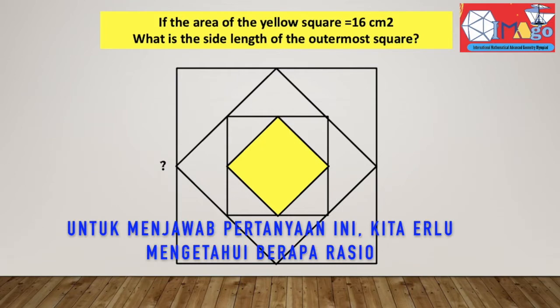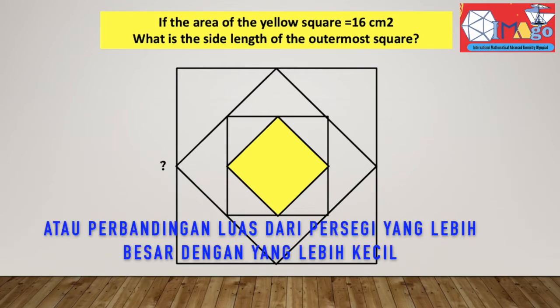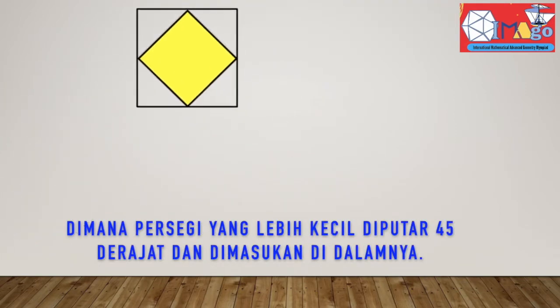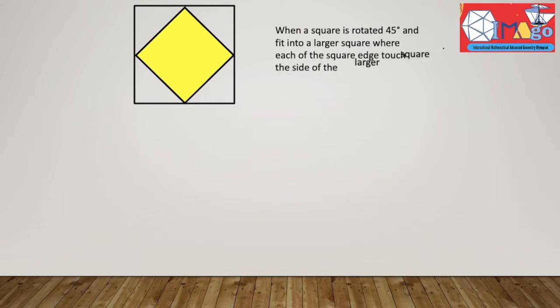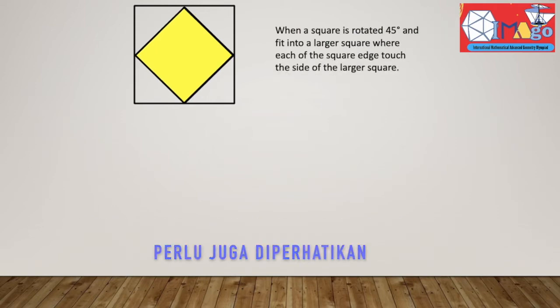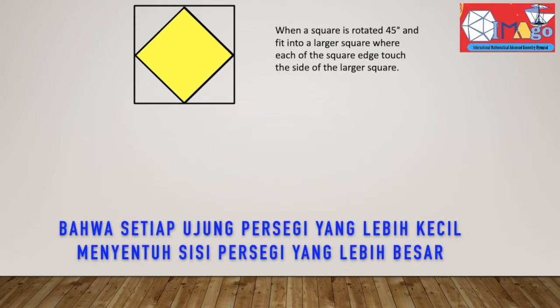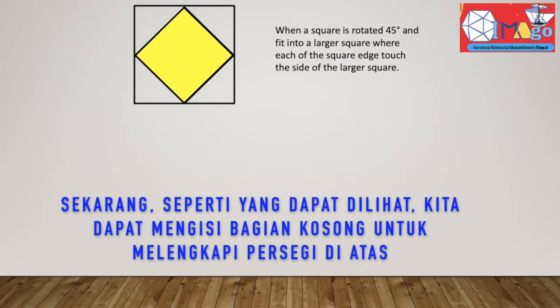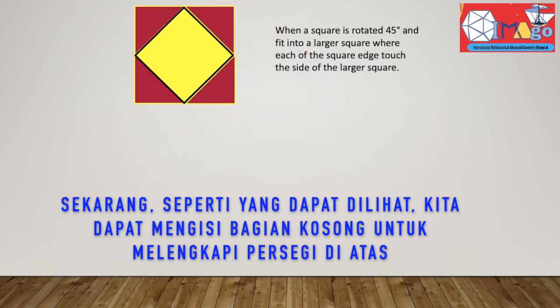To answer this question, we need to first know what is the ratio or area comparison between a larger square and a smaller square that is turned 45 degrees to fit inside it. You should also realize that every edge of the smaller square is touching the side of the larger square. Now, as you can see, we can fill the remaining space of the square in order to form a perfect square.